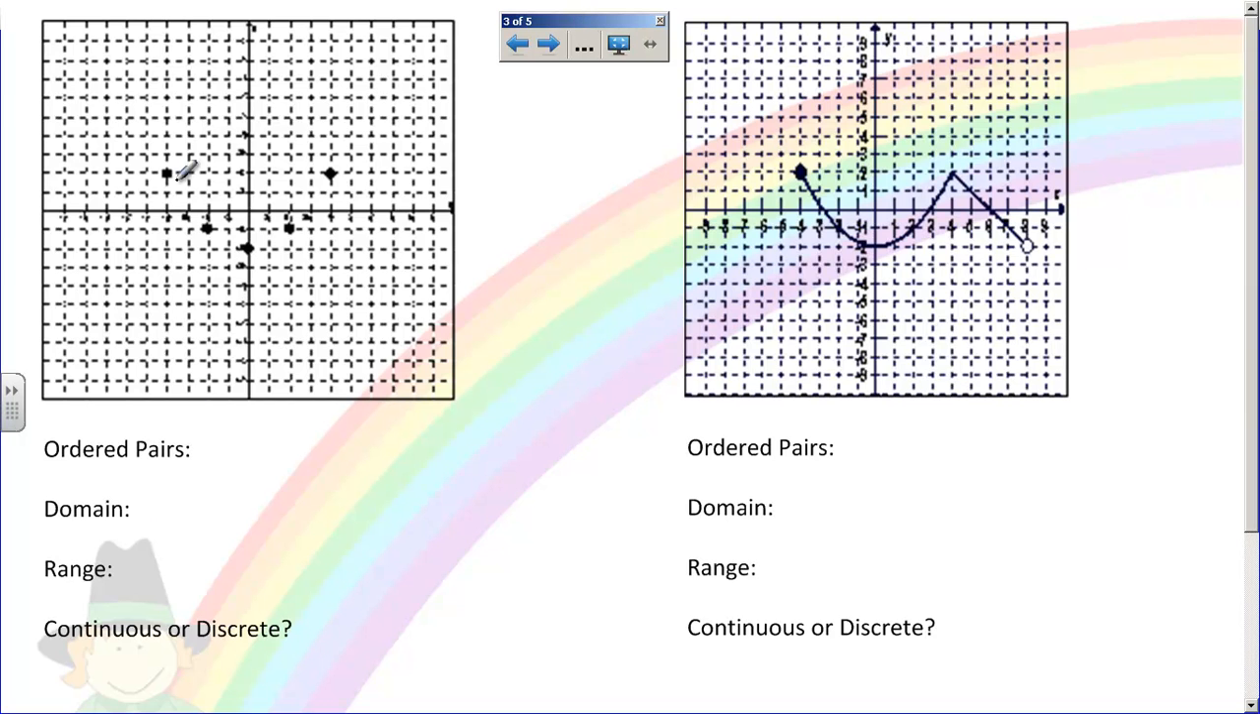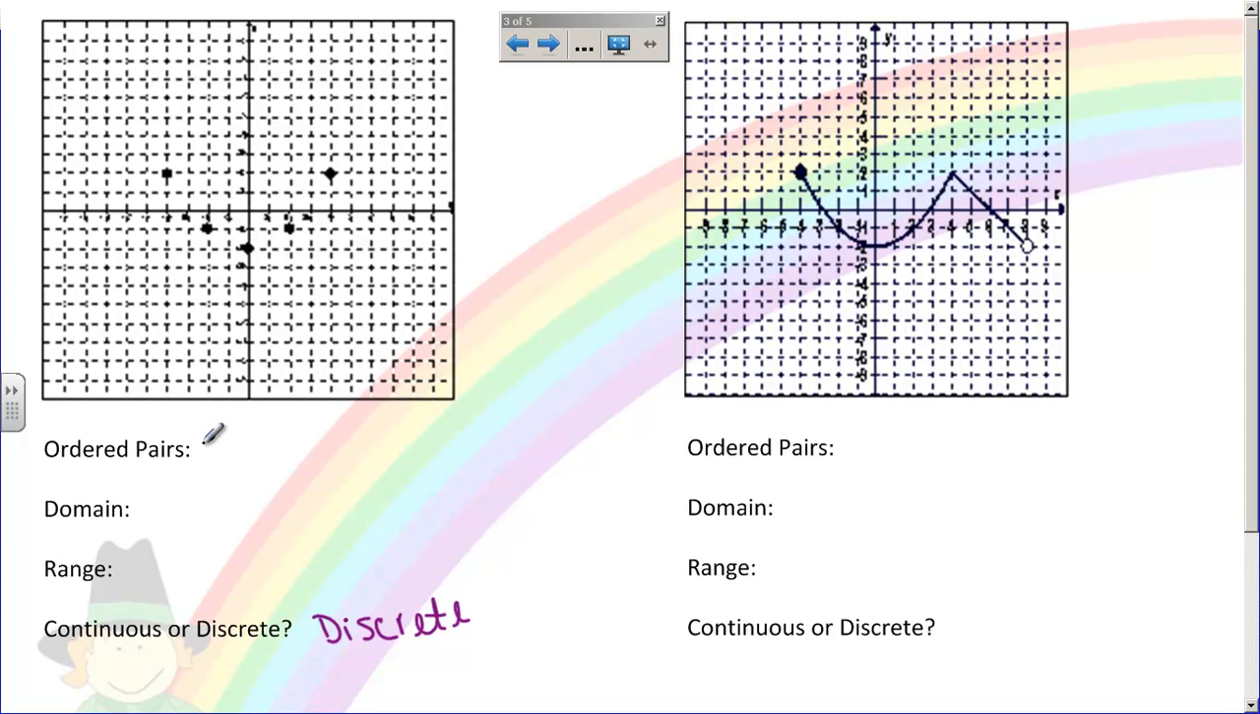Okay. Our first graph here, you see, it's nothing but dots. It is not connected. You just have 5 separate little dots. And so this right here, where it asks continuous or discrete, this is a discrete graph because none of the points are connected, and I have to pick up my pencil to get from one point to the next. Now, we're going to list the ordered pairs first of all for this problem. So we're going to have to write out the ordered pairs for each of these 5 points.